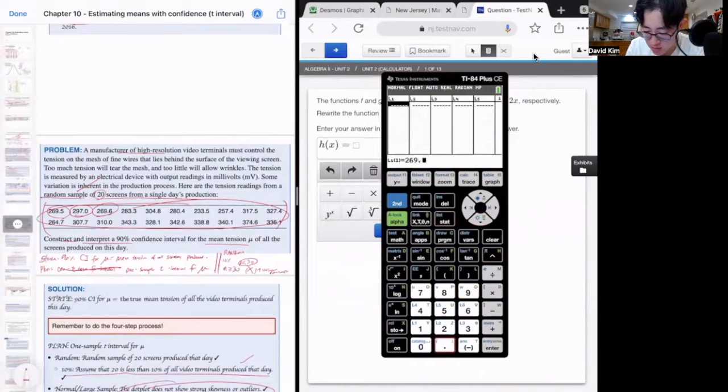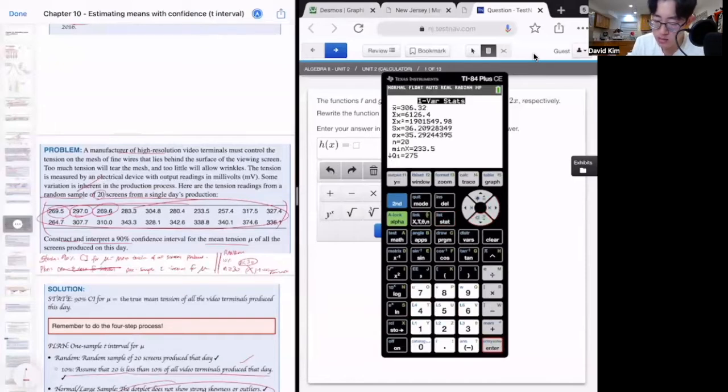We're going to put all of these values in individually: 297, then 269.6, 283.3, 304.8, 280.4, 233.5, 257.4, 317.5. Okay, so we have the 20 samples, and now you guys obviously know how to do one-variable stats.